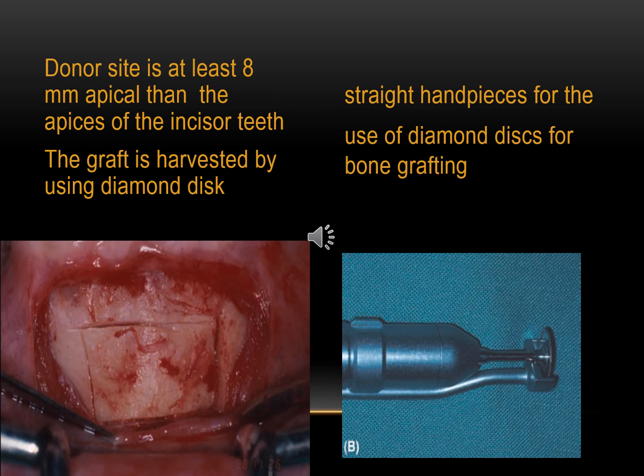After we cut the cortical bone and reach the cancellous bone, we can use our hand chisels to remove this part of the bone graft from its place. After that, we can close the flap by sutures.